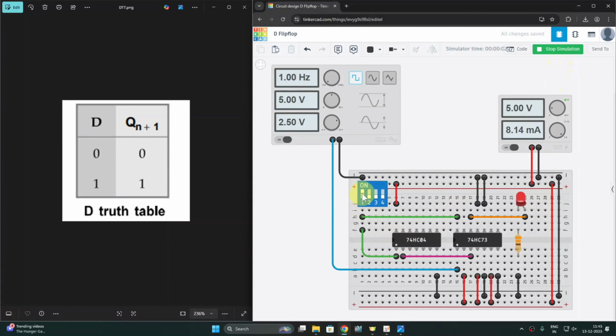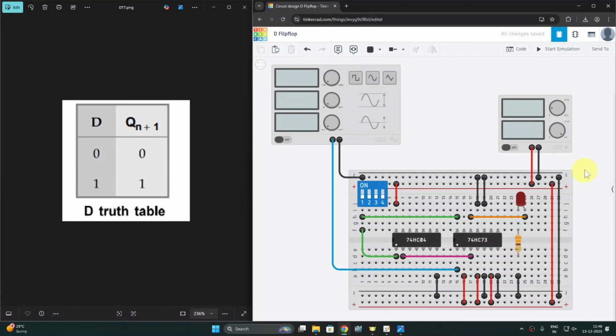So friends, now you can see our input is 1, so the output is also 1. When I switch the input to 0, the LED turns off, meaning the output is also 0. So for 0 input you are getting 0 output, and for 1 input you are getting 1 output. So in this way we can perform the experiment on the D flip-flop.